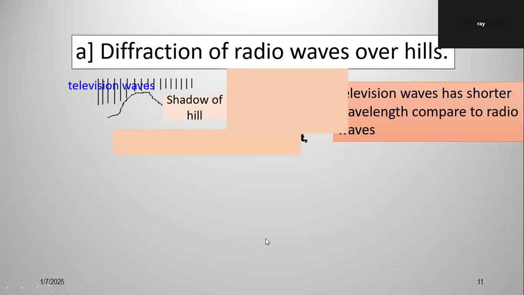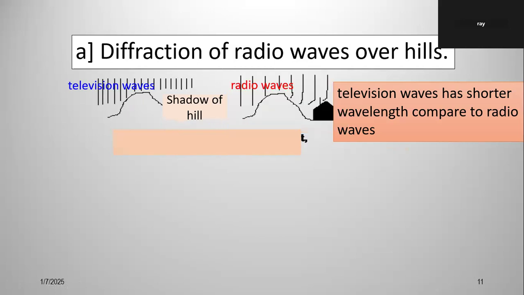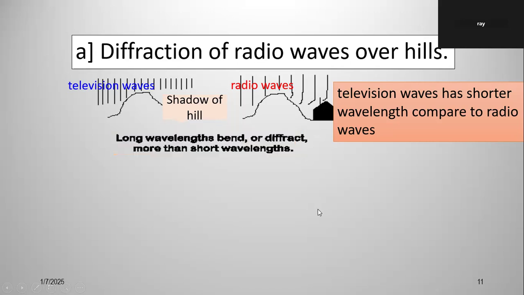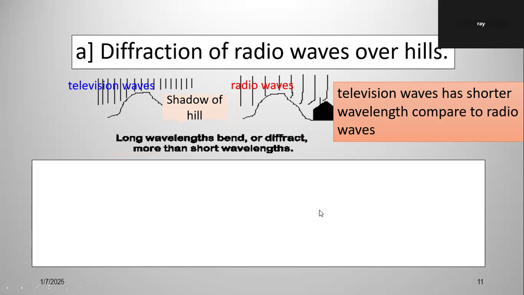It has to do with television waves, no? Diffraction of radio waves over a hill. There's a hill, there's a shadow of the hill. So television waves have a shorter wavelength, so they spread out less, diffraction is less, so it would be a problem. The person here receiving the television wave, but he can receive radio waves, longer wavelength, because longer wavelengths bend more or are diffracted more.